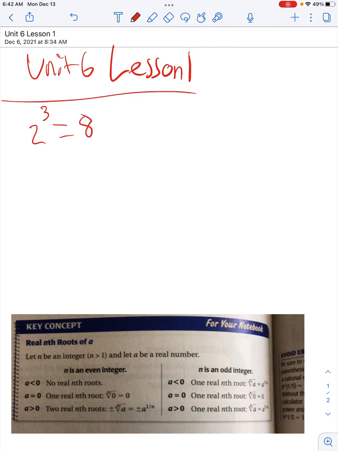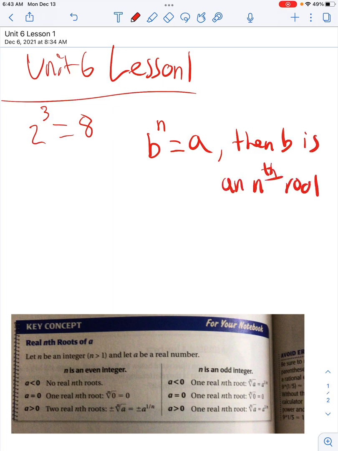So in general, if we have an integer, we'll call it n, which is greater than 1, so something like b to the n equals a, then b is an nth root of a. So again, depending on what our exponent is will determine what type of root it is.